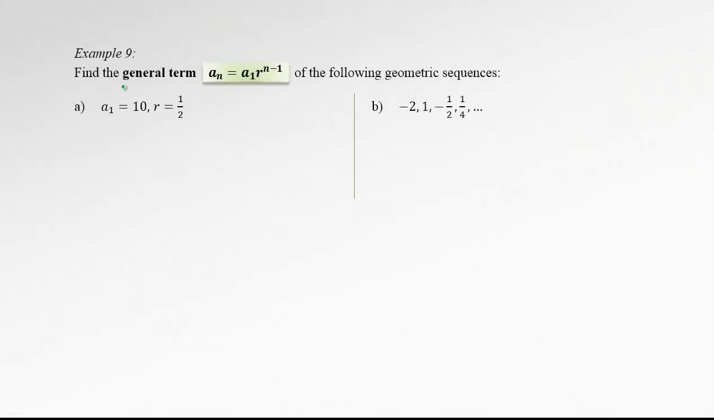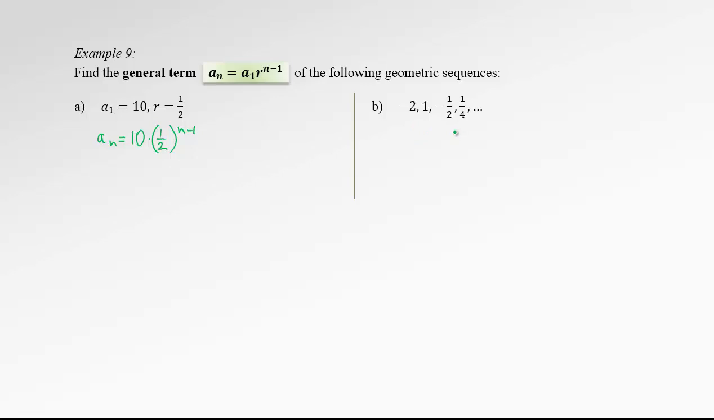In the next exercise, we are asked to find the general term, and here is our formula for the general term, of the following sequences. In example A, we have given the first term and r, so we just need to plug in this information to the formula, right? It's 10 times r, which is 1/2, to the exponent n minus 1. That's our general term. There is nothing else to do here.